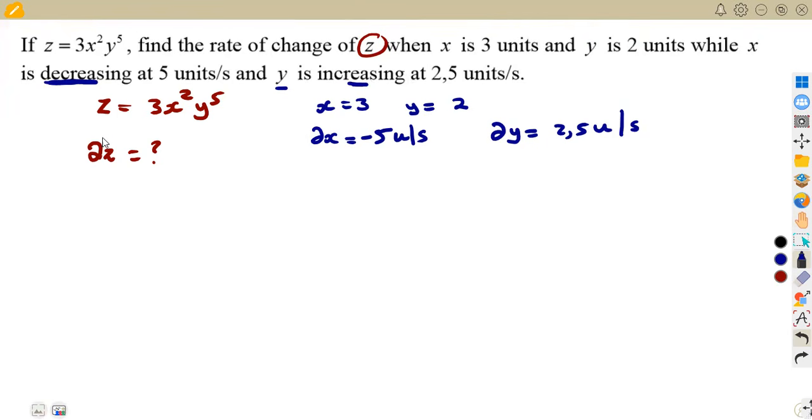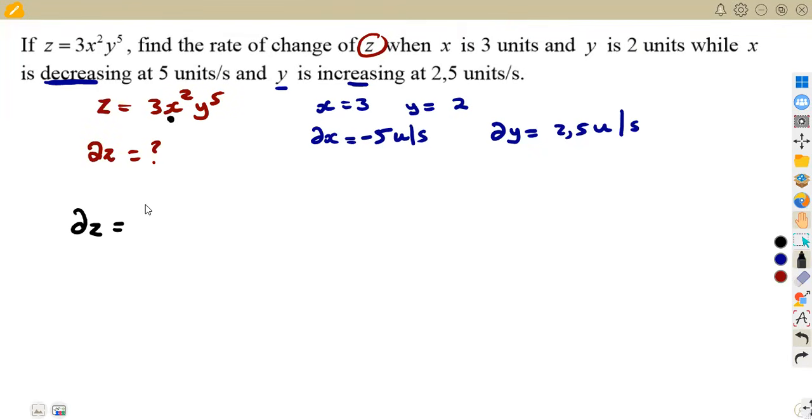So the question is, how can we find the rate at which Z is affected? Is it increasing or decreasing? How do we find it? That is the question. This is the formula that you're going to use if you are dealing with these partial derivatives as a combination. Since this is an expression for Z in terms of X, and also in terms of Y, the change in Z is going to be affected by the derivative of Z with respect to X.